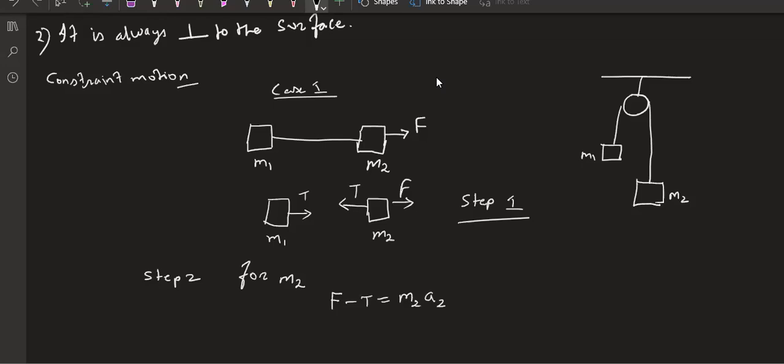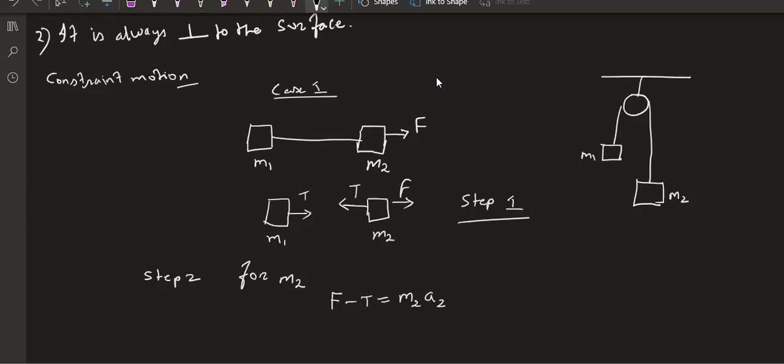Acceleration of this M2 object is A2. Yes or no? Why have I written F minus T? Because T is tension, right? The object will move because of force F. It is not moving because of this tension. So obviously F should be greater than tension. Logical? Everyone agree on this? So this is for mass M2.